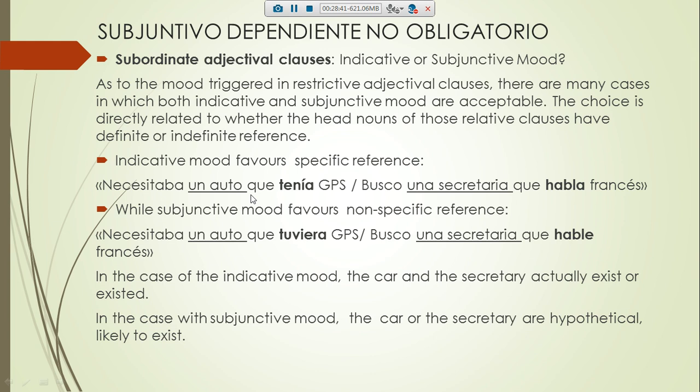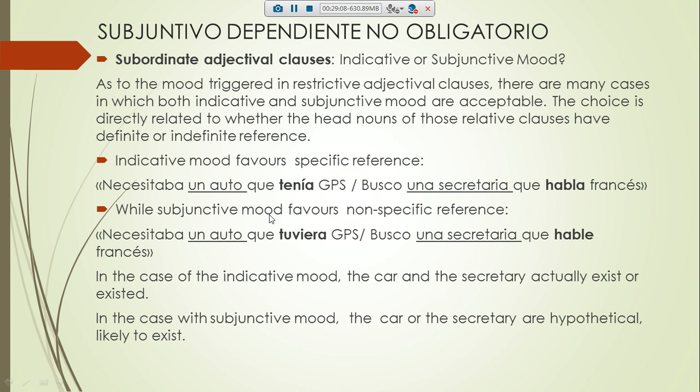Necesitaba un auto que tenía GPS. Entonces, que tenía GPS is the subordinate adjectival clause that post-modifies the noun phrase un auto. This noun phrase has indefinite reference, but it's specific. So there was a car that actually had GPS.